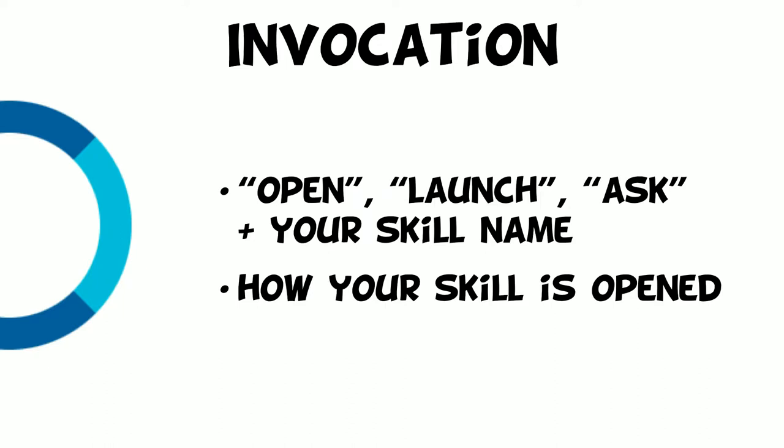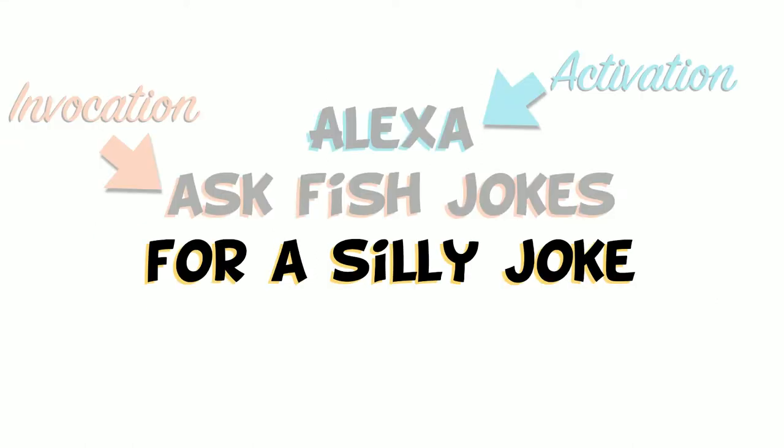So open, launch, ask, plus your skill name, that is how your skill is opened. And it's those specific words. So that's something that a user is going to need to know before they can interact with your skill. So to access our fish joke skill, a user could say, Alexa, open fish jokes, or Alexa, ask fish jokes.